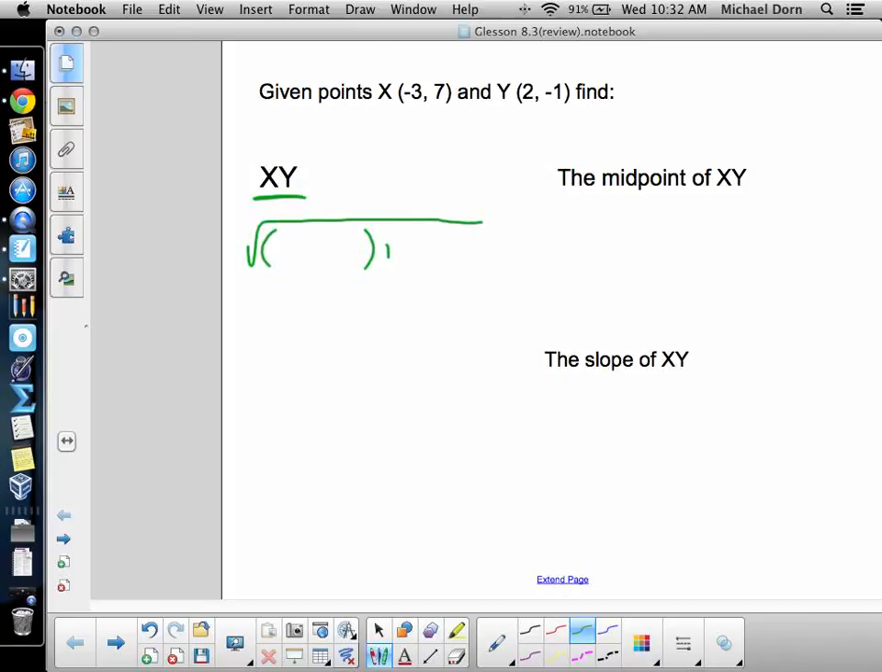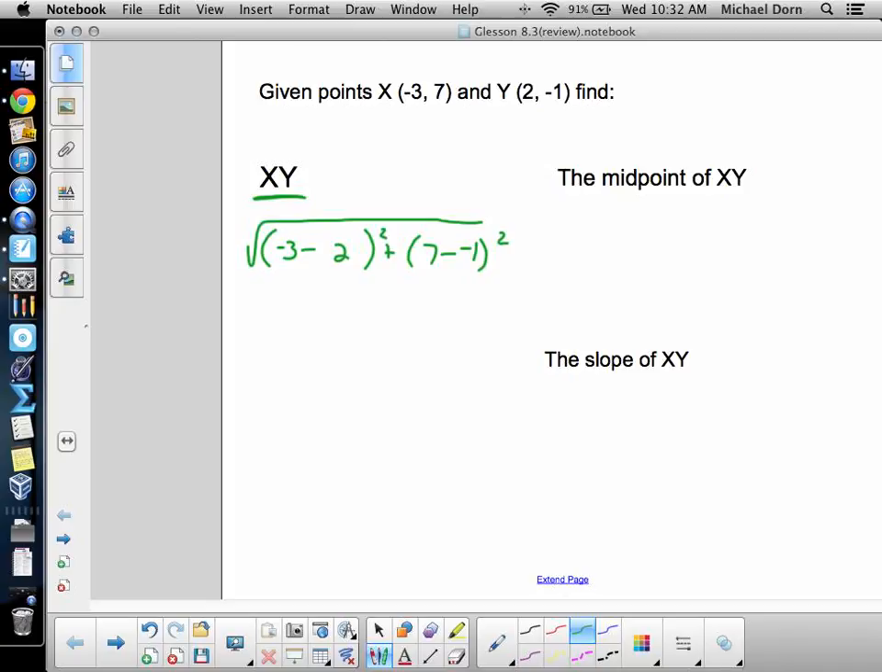So again, we do all steps. Start by setting up our formula, then substitute our values in. The x's are -3 and 2. The y's are 7 and -1.